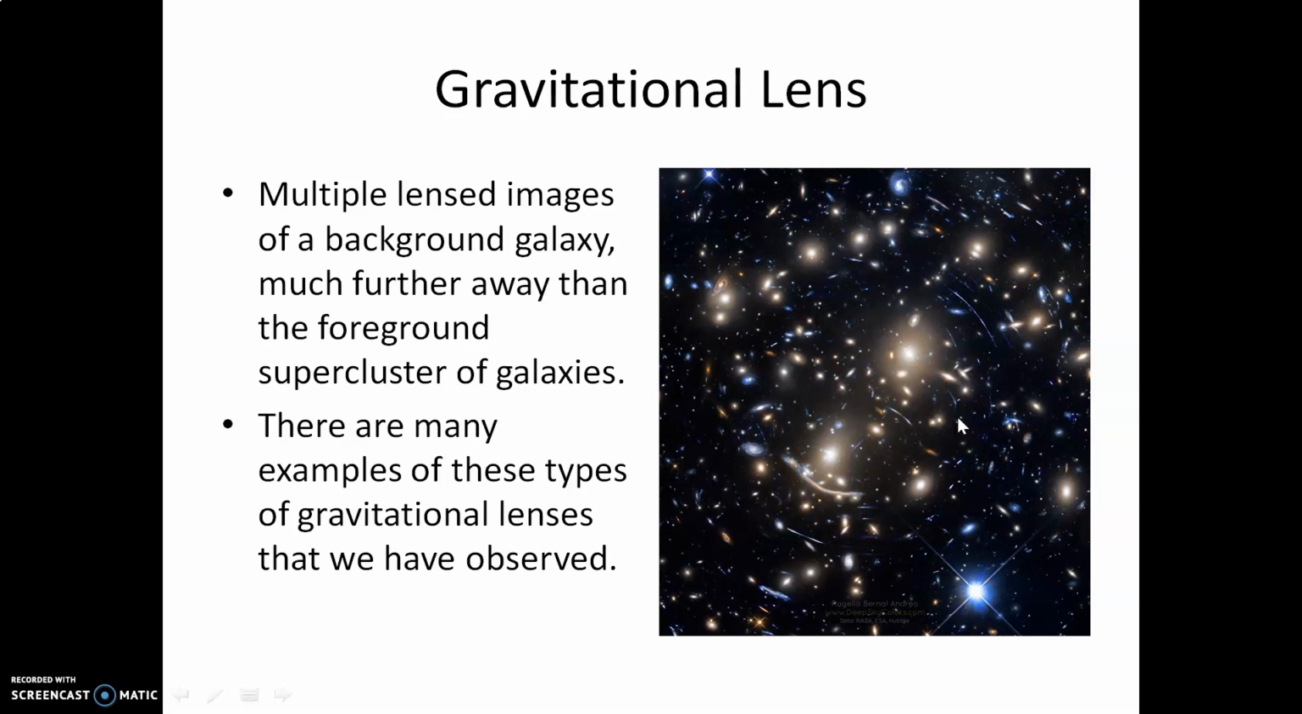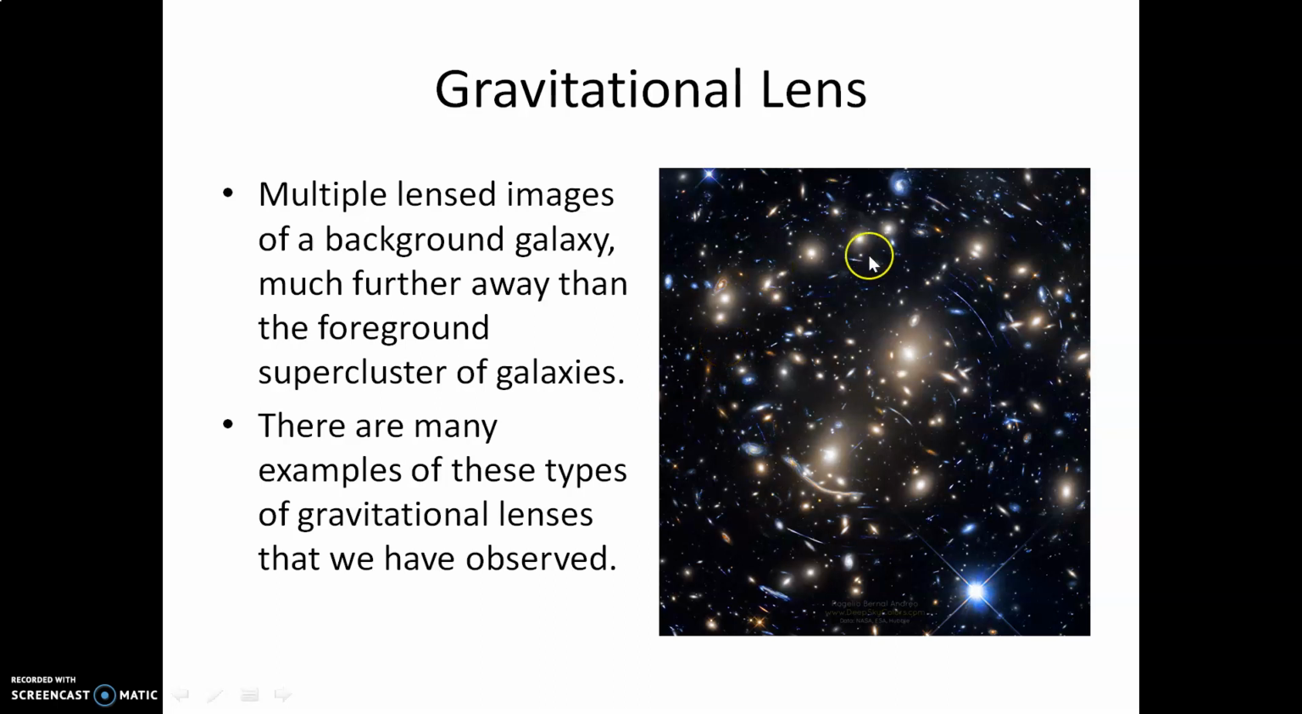And then light from that background galaxy, as it passes by all of this enormous amount of mass associated with the supercluster, well, that light then passes through curved space. This then results in multiple images of the background galaxy, and you can see multiple images of that background galaxy as these highly distorted looking thin blue lines here of images.